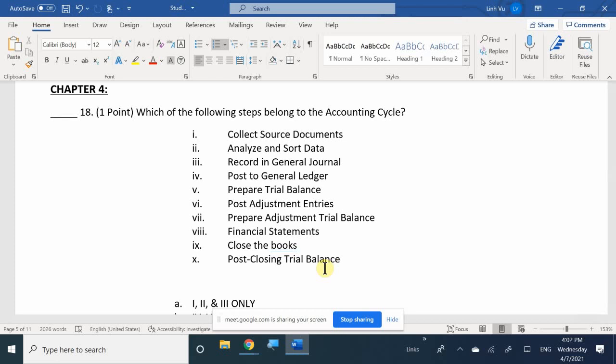Out of these 10 items, do they all belong? Oh yes, okay. I was jumping around in my head with this. I watched a little bit of the video last night, didn't get quite there, so I figured I'd take my time. So it is going to be D, all of the above. Correct. All of these steps belong to the accounting cycle.